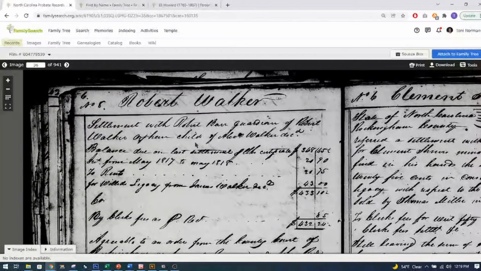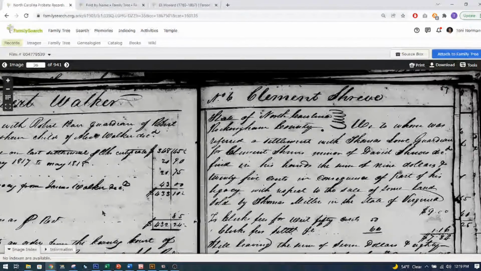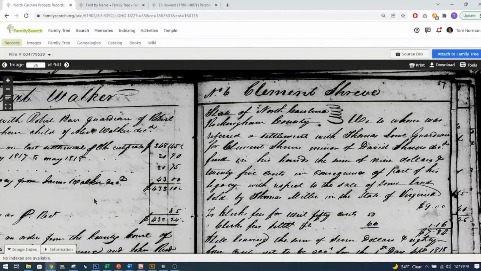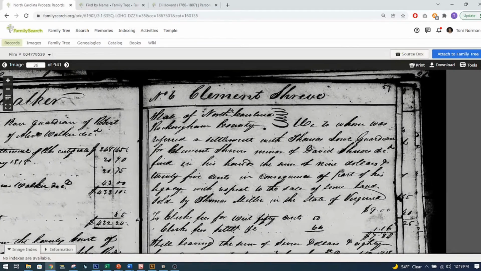Okay, now we have another one with Robert Barr, guardian of Robert Walker, orphan child of Alexander Walker. I don't want to go through and find, you've seen how to attach them, how to look for them. I think I found him. Here's Clement Shreves, settlement with Thomas Lowe, guardian of Clement Shreves, minor of David Shreves.